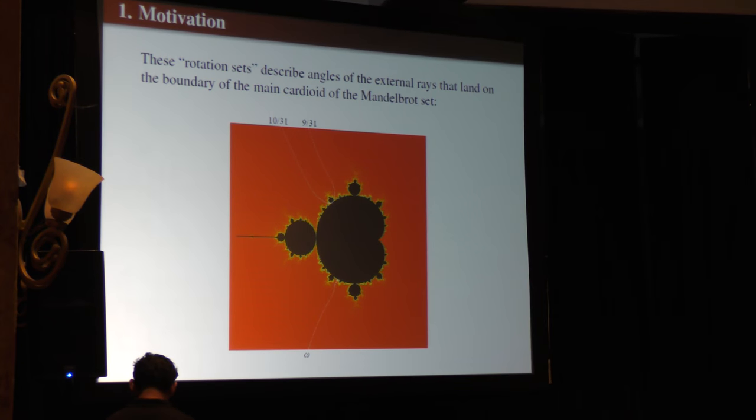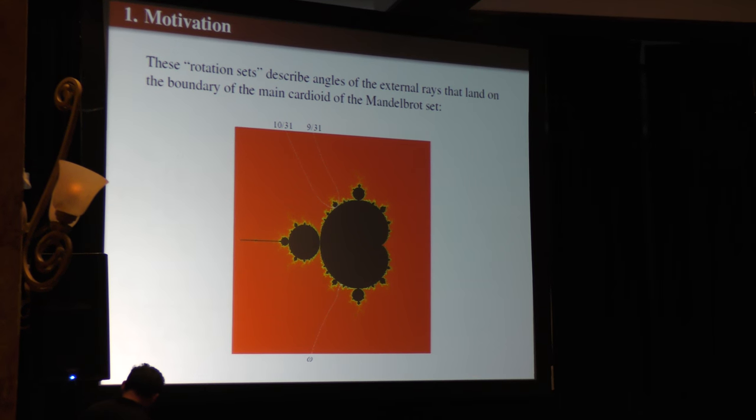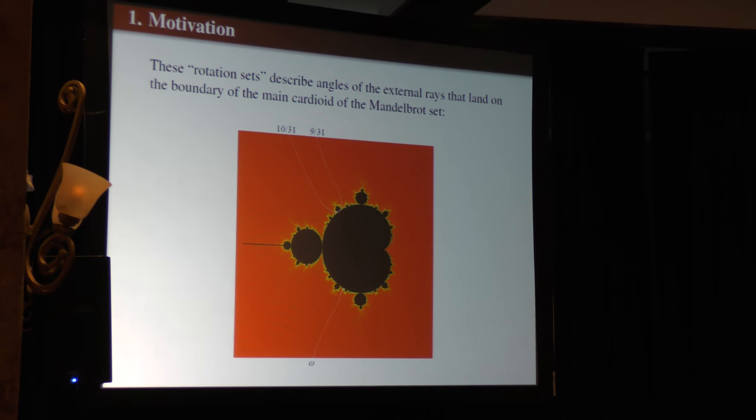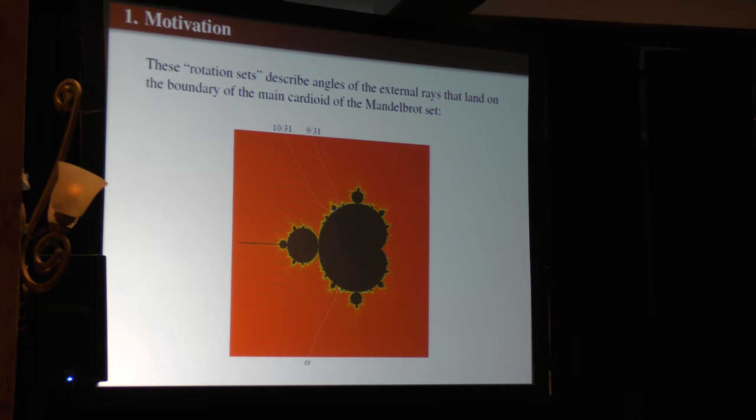And it is well known that these so-called rotation sets, whether you're looking at the rational ones or irrational ones, have something to do with the external rays of the Mandelbrot set, the ones that land on the boundary of the main cardioid. So if you take the p over q bulb here, the 2 rays landing on it, the angles, you can find them in the corresponding rotation set. And for the irrational case, that angle omega is exactly the angle of the external ray that lands at the corresponding Siegel parameter.